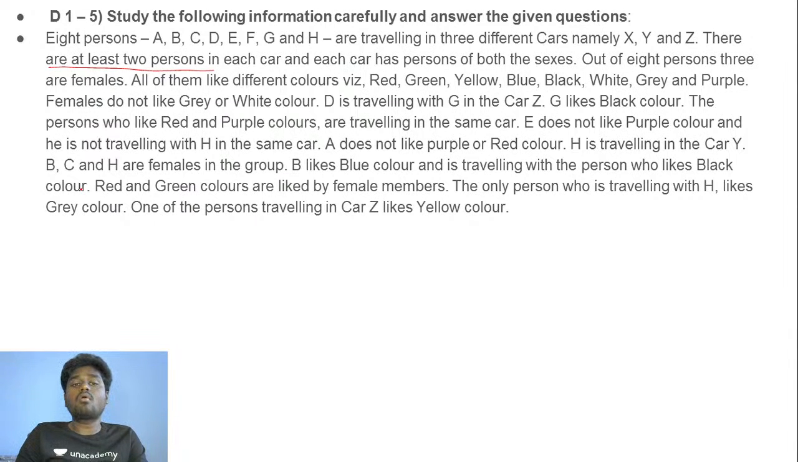Then all of them like different colors. Okay, so you have 8 different colors: red, green, yellow, blue, black, white, gray, and purple. And females do not like gray or white color. Okay, fine. So all the 3 females which you have, they do not like green, gray, or white. And D is traveling with G in the car Z. Okay.